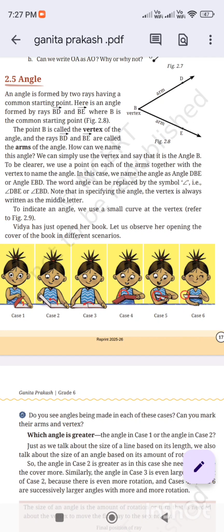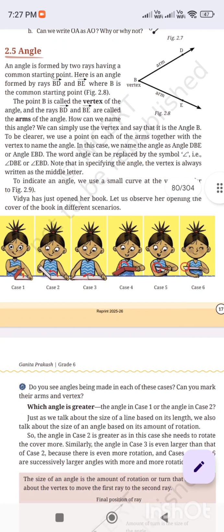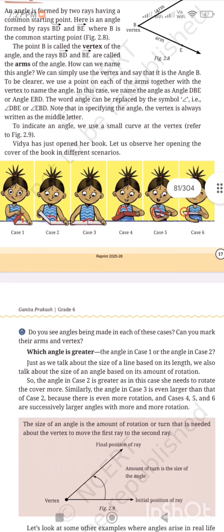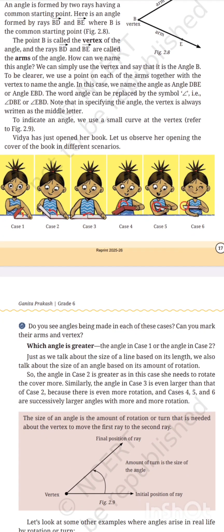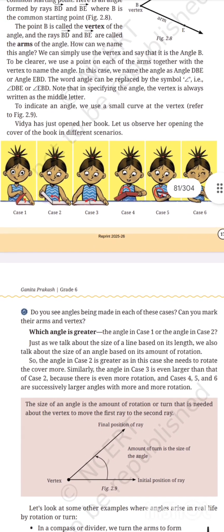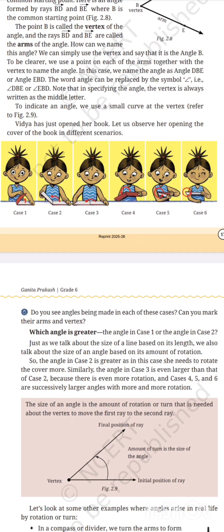Now Vidya has just opened her book. Let us observe her opening the cover of the book in different scenarios. Case 1, case 2, check out case 3, case 4, case 5 and case 6. So you do see the angle being made in each of these cases. Can you mark their arms and vertex? Which angle is greater, the angle in case 1 or case 2?